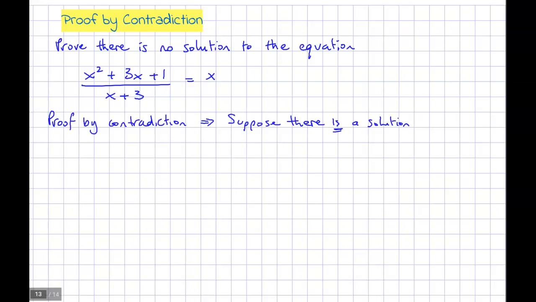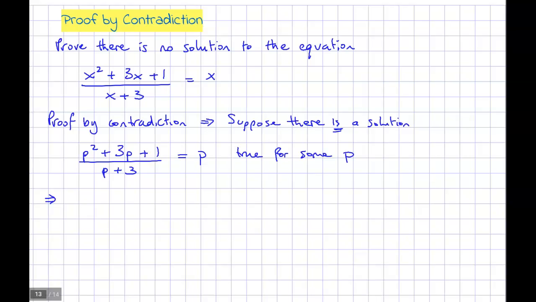So the contradiction is I'm going to suppose that there is a solution, that there is a value. Let's call it p. I don't know what it is, but let's call it p. So let's just say that p is a number that will work, that will give us this equation as stated. So all I've done is substitute a p instead of the x. So we're assuming that this statement is true, for some value p.